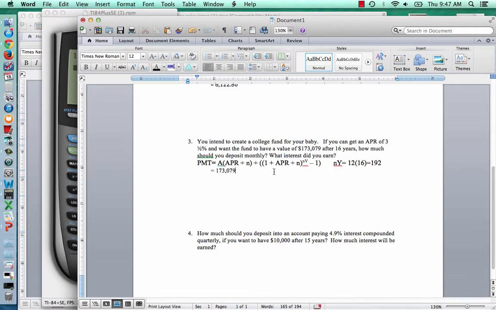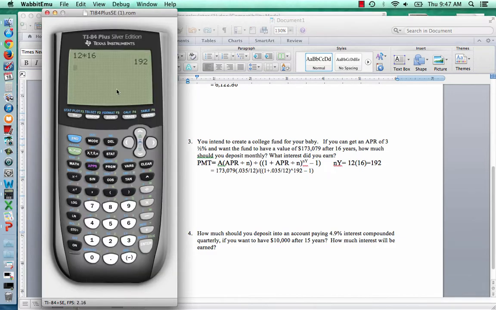So 173,079. The APR is 3.5%, so that's 0.035 divided by 12. Divided by another double parenthesis here, 1 plus the APR, which is 0.035, divided by 12 again, to the exponent, 192. I did that off to the side. Please remember to do that. Minus 1. And that's our formula there.